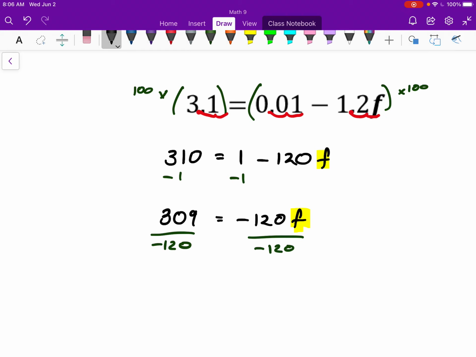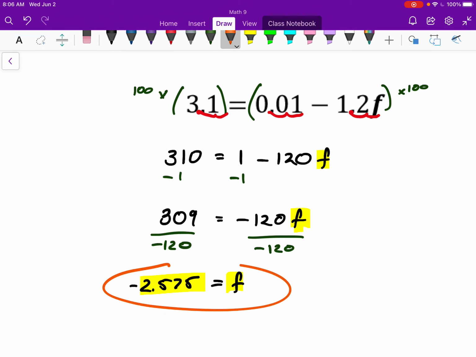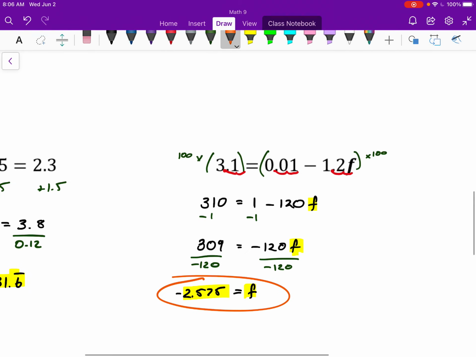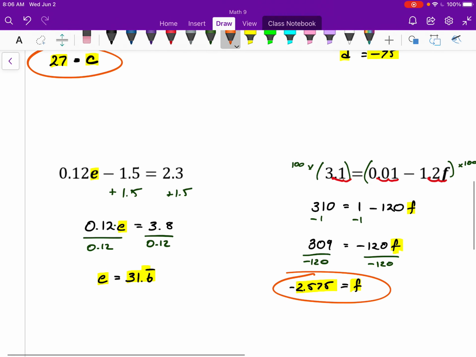And so not surprisingly, I can see I'm not going to get a whole number. So 309 divided by negative 120 is negative 2.575. And that's an exact answer. So I could have done the exact same thing to the last question. In this case, because I also had 2 decimals right here, I could have multiplied everything by 100. I would have got something similar in terms of my work to what you see here.